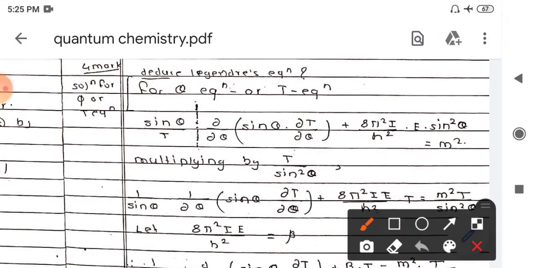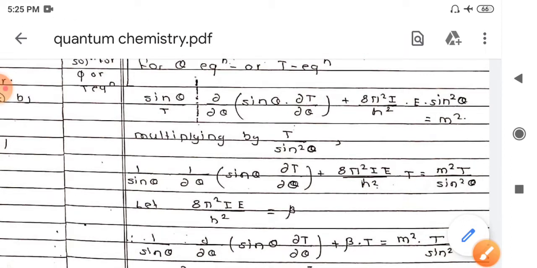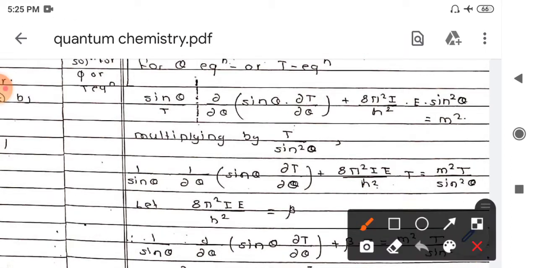of the variable separated form of the complete wave equation of the rigid rotor. So for that purpose we will use the t equation, that is the remaining part of the variable separated form of the rigid rotor equation. So what was that equation?